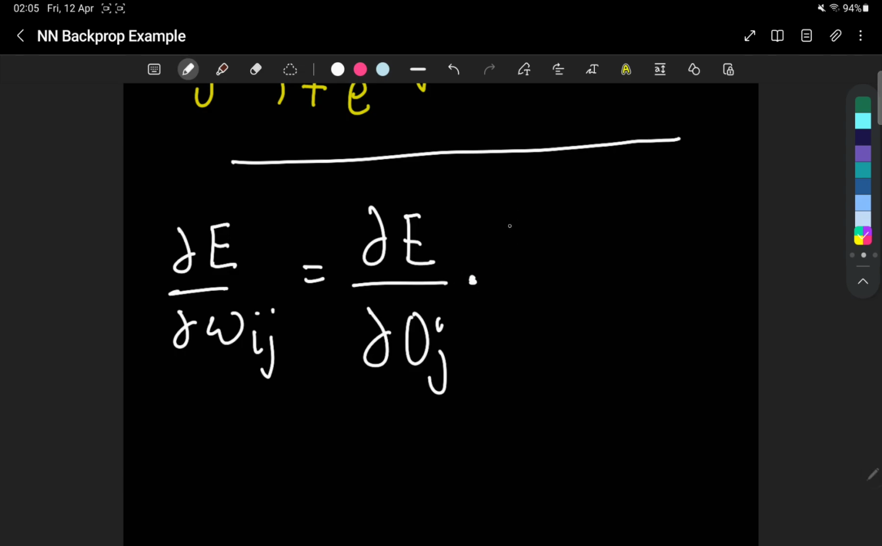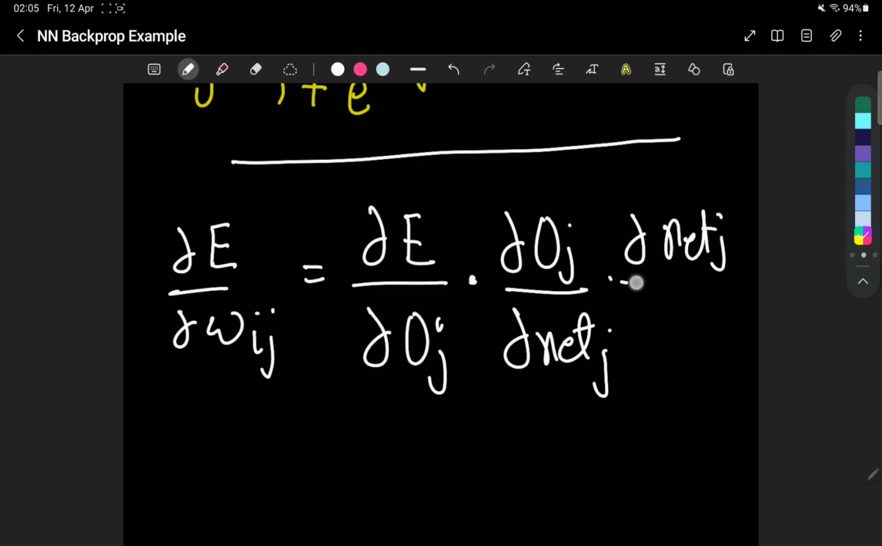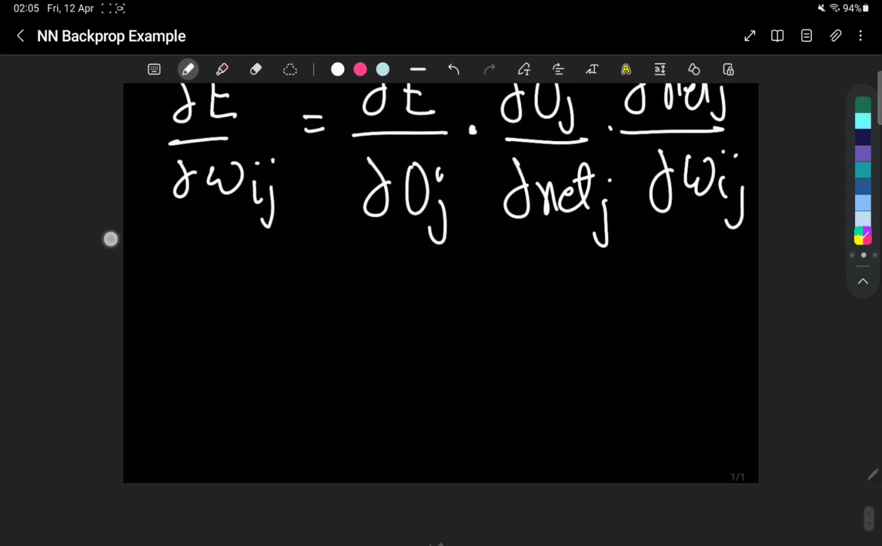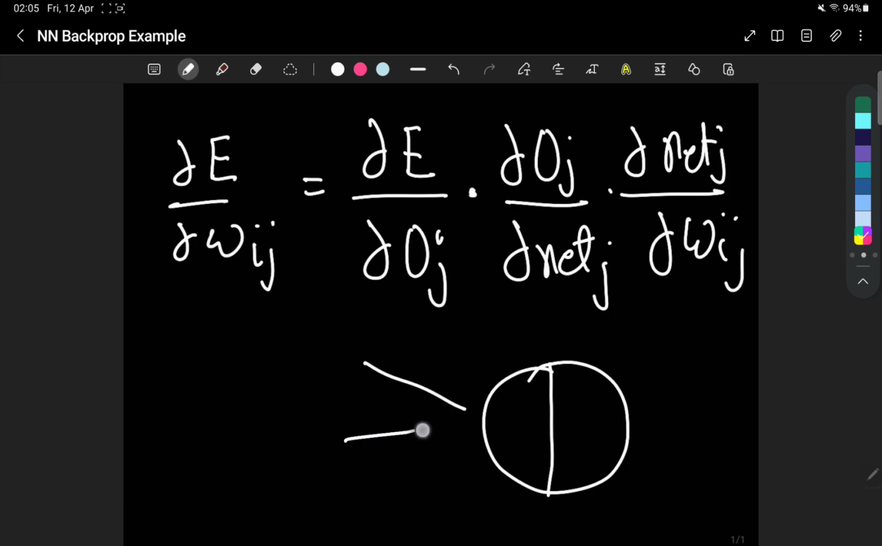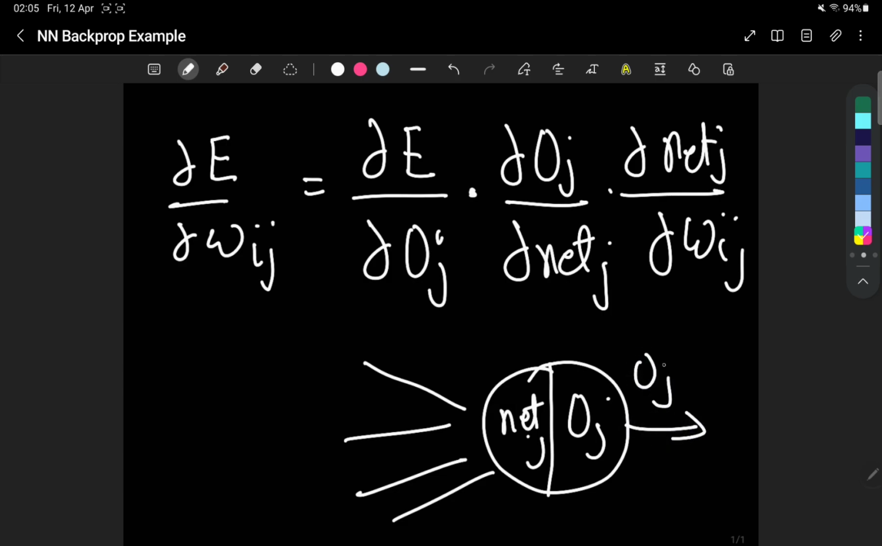This would be multiplied with the partial derivative of o_j with respect to net_j, and then the partial derivative of net_j with respect to the weight w_ij. So this is what it is actually representing. In other words, if I represent it in terms of the output neuron, this is my output neuron, and different inputs are coming in here. This is what net_j would be represented as. So this is the jth neuron, net_j, and the output that I am getting here is o_j.